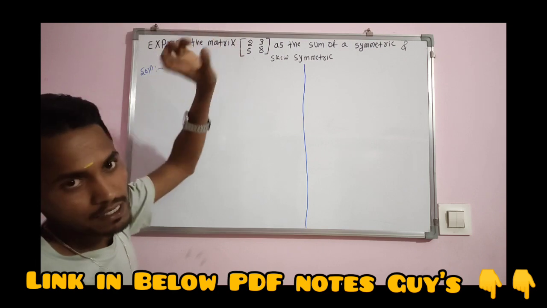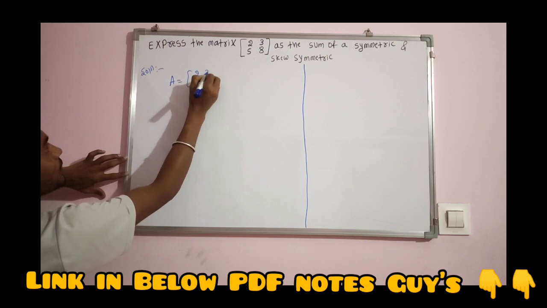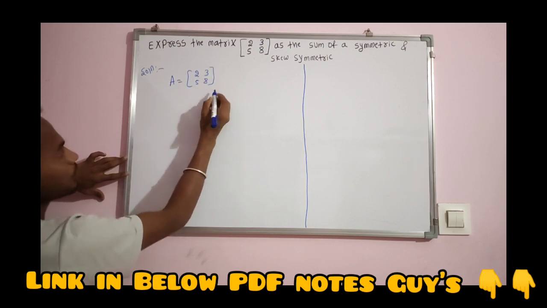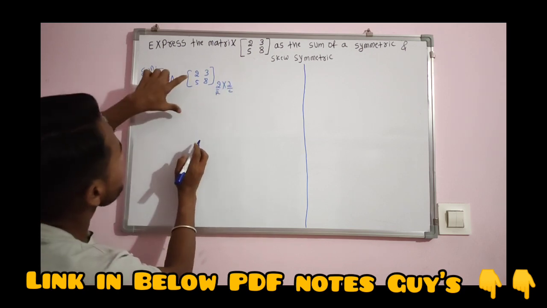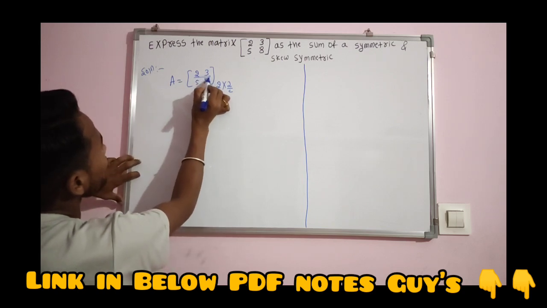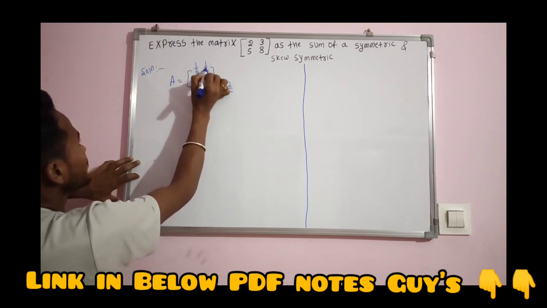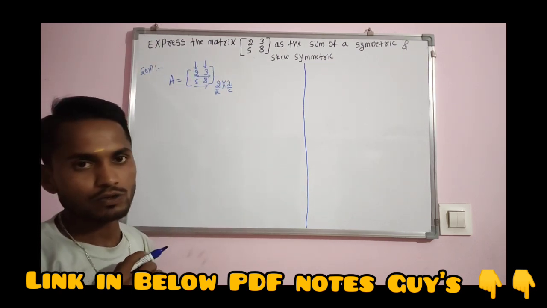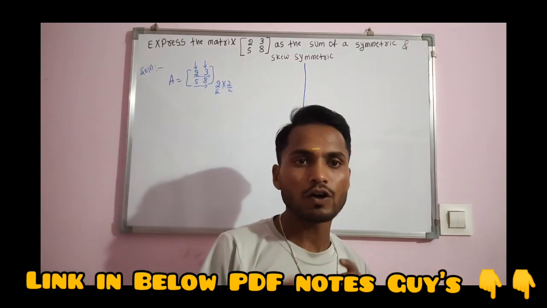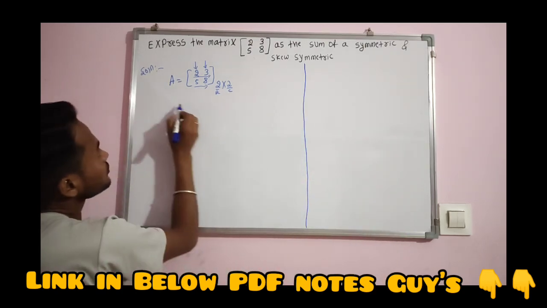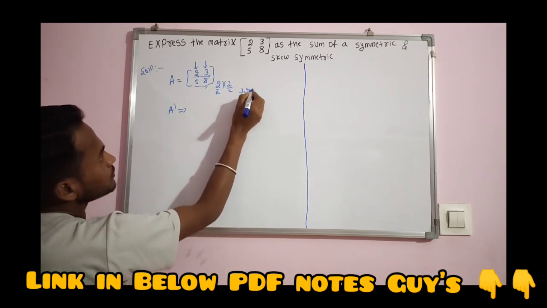So this is the solution. How to consider the matrix, how to write it with alphabets: A equal to 2 3 5 8. This is how to write this 2 cross 2 matrix. This is the row, this is the column. This is the first row, second row, and first column and second column. Okay, how to transpose here? Listen carefully students. You have to identify A dash means transpose.